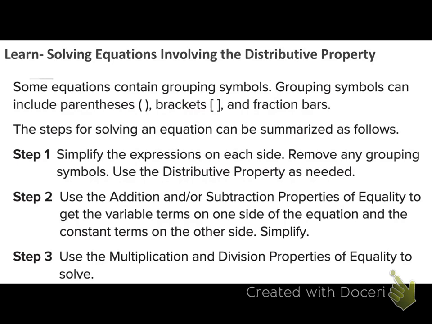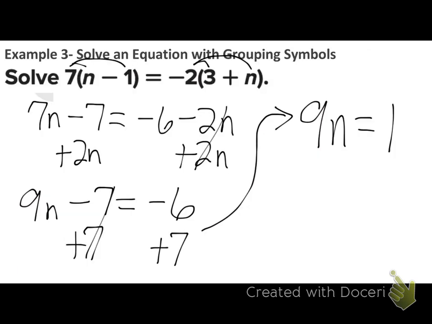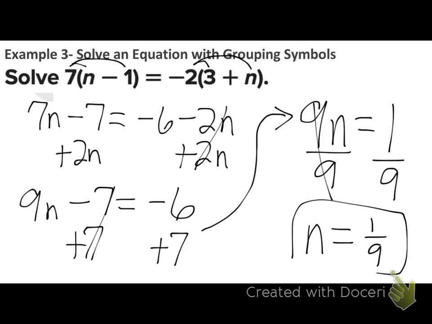Now I'm going to do step 3, use multiplication and division properties of equality to solve, to get my variable by itself. So how would I get n by itself here? Divide by 9, because it's being multiplied by 9. Does 1 divided by 9 give me a whole number? No, it's a fraction. Can I simplify this fraction at all? No. So I'm just going to leave it as 1 over 9. And there's my answer. Any questions how I got that?